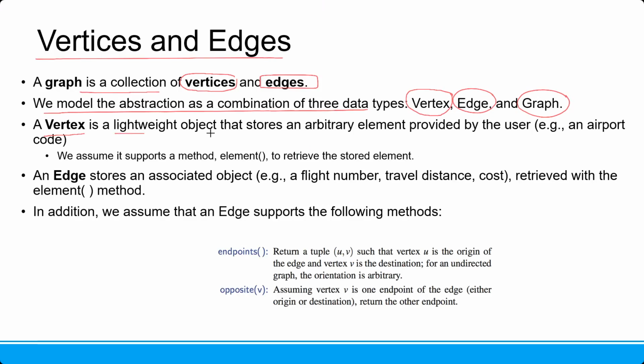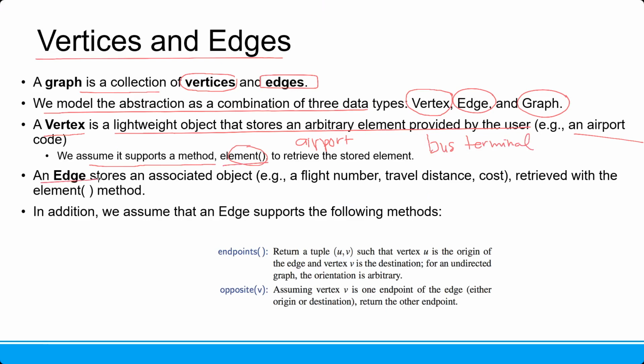So our vertex is a lightweight object that stores an arbitrary element provided by the user. So for example, you know about the example about airport code. So we assume it supports a method element. It means I want to know what is the element. If it is about airport, then it is the name of the airport. If it is about bus terminal, then it is the name of the bus terminal, and etc. So this is the method element.